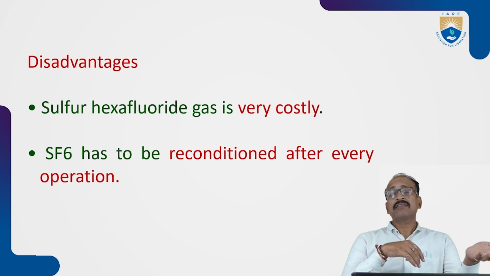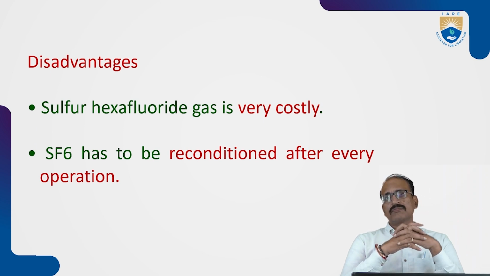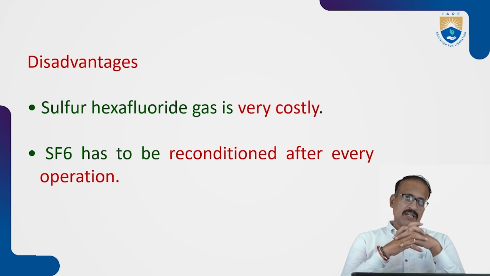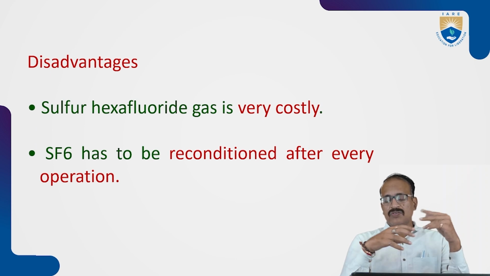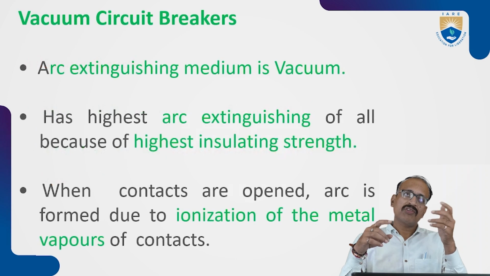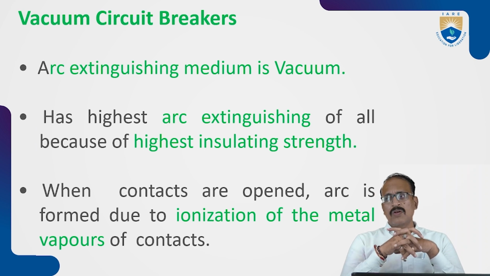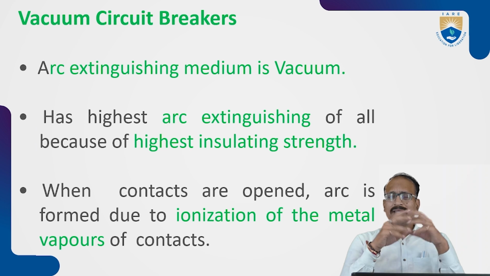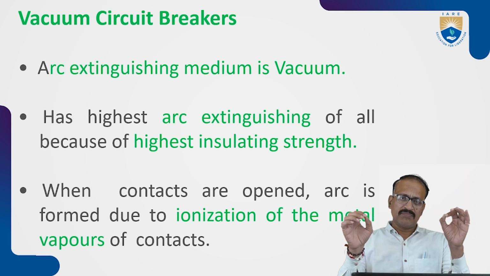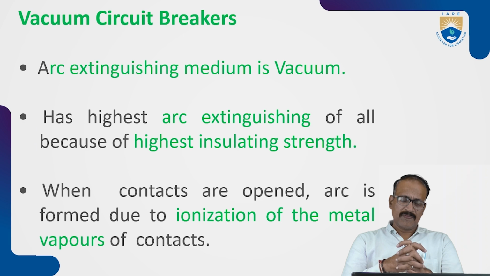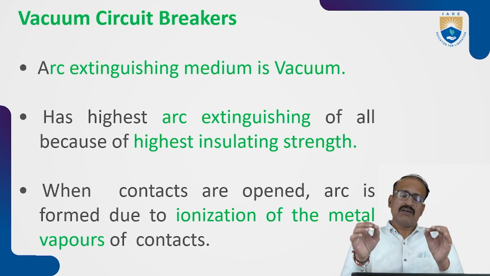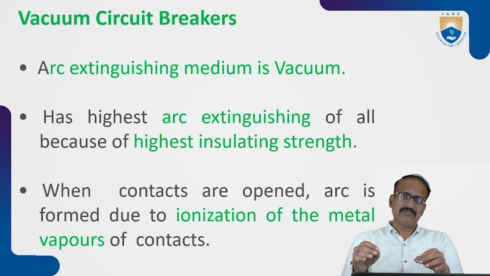And even this is not enough at times of very, very high faults. So that's why we go for another type of circuit breaker, that is the vacuum circuit breaker. The name itself makes it very clear that the arc extinguishing medium is vacuum.